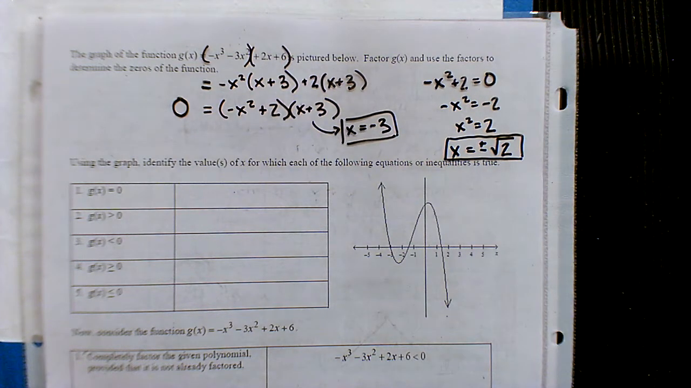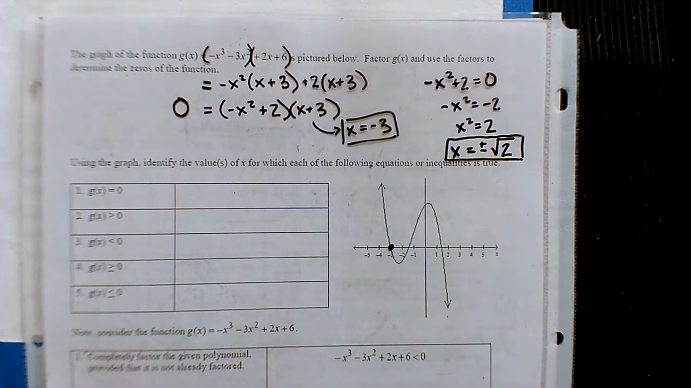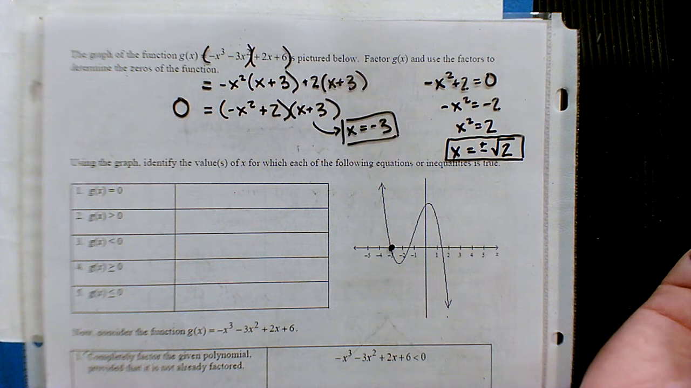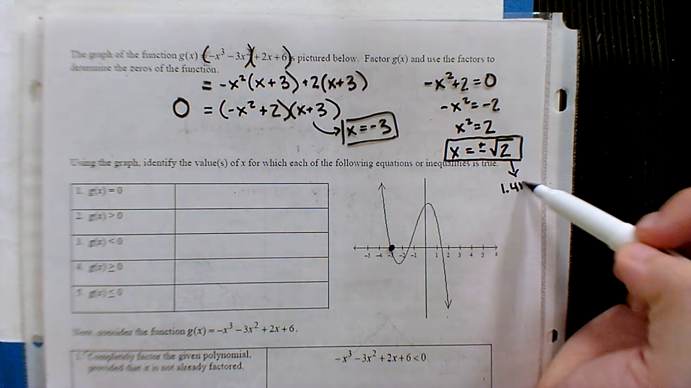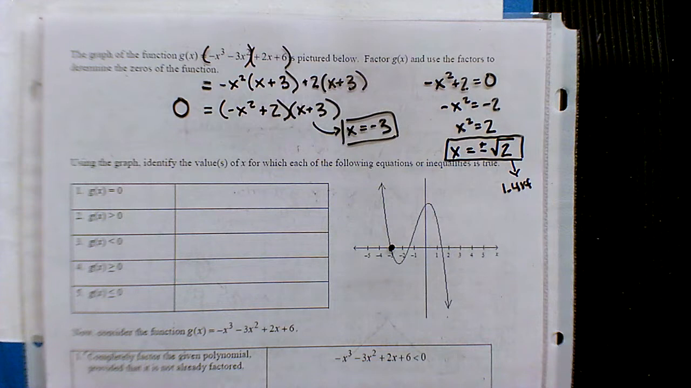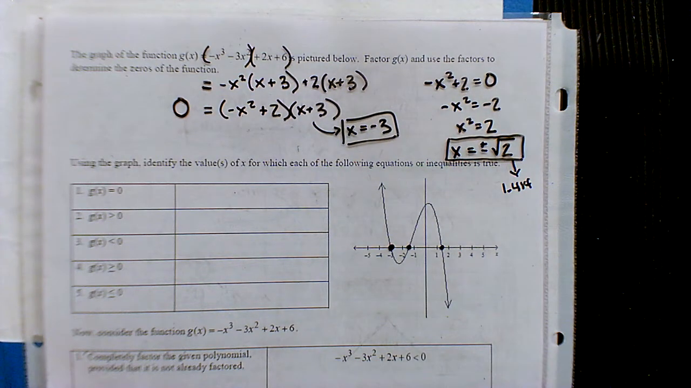So it looks like we have 3 x-intercepts. One of them is at -3, so if we check out the graph, that seems to be there. And then we have 2 other ones. We have a positive square root of 2 and a negative square root of 2. This is roughly 1.414, I think. And notice how that makes sense based off the graph that they gave us. Okay, so we found all those x-intercepts.